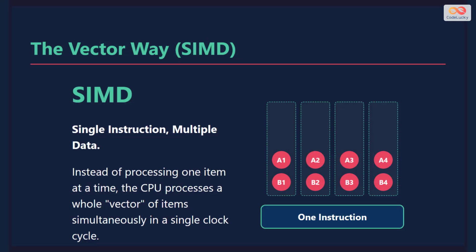Now let us look at the solution, SIMD, which stands for single instruction, multiple data. Instead of processing items one by one, SIMD allows the CPU to grab a whole group of numbers and process them all at the exact same time in a single clock cycle. This is what we call vectorization. It turns a single-lane road into a multi-lane highway.